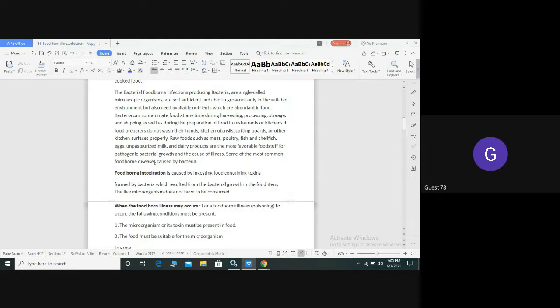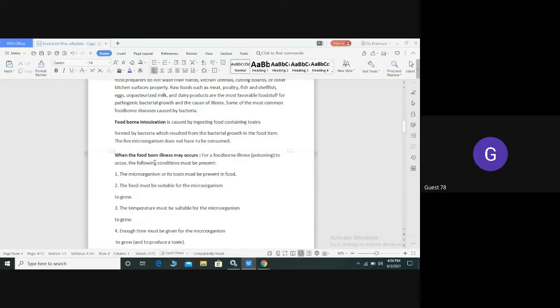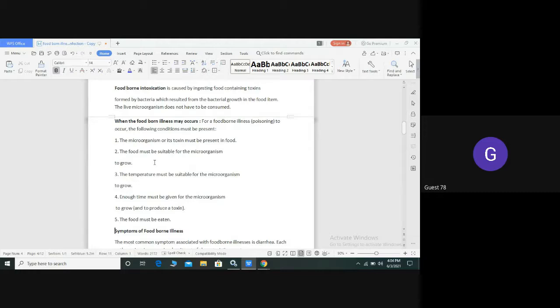Now, foodborne intoxication. What is food intoxication? It is caused by ingesting food containing toxins. What toxins? Microbial toxins. Food intoxication is caused by ingesting food containing microbial toxin, or toxin formed by bacteria, which resulted from bacterial growth in the food items, and the live microorganism does not have to be consumed. When we eat only the toxin of microbes which have grown in our food, this toxin can produce intoxication. It is not compulsory for the microbe to grow in our body.